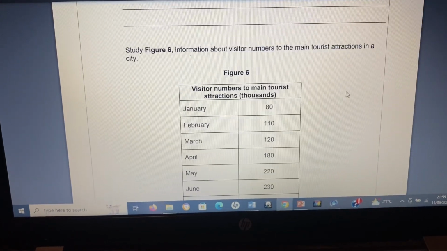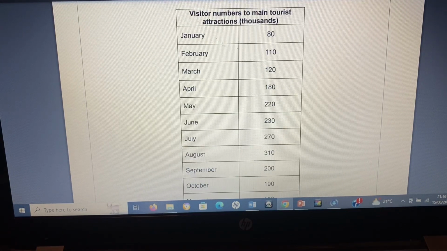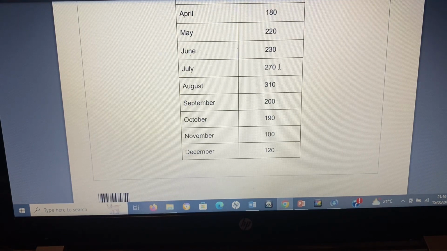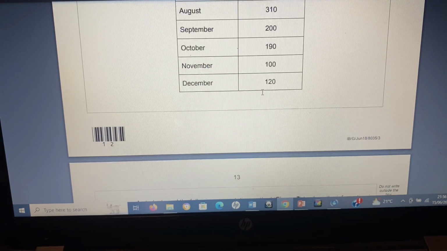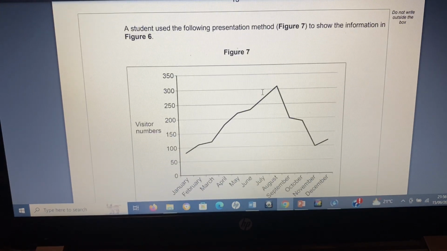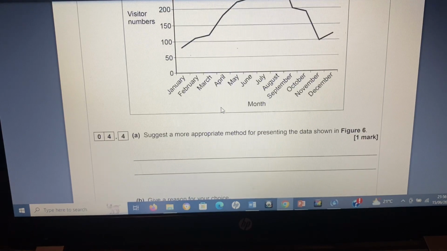Okay, here are other questions that come up in that fieldwork section. It shows study figure 6, information about visitors on the main tourist attractions in a city, and it shows you when most people come. Now we can see this is data, which should be presented in a graph. Let's see what kind of graph they use. It looks like they used some form of line graph. That's not very clear for me. If I wanted to see how many people came in April, it's not the best graph to use. So you'll get questions like this.